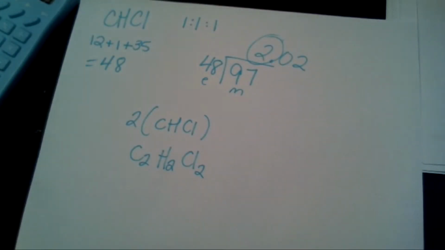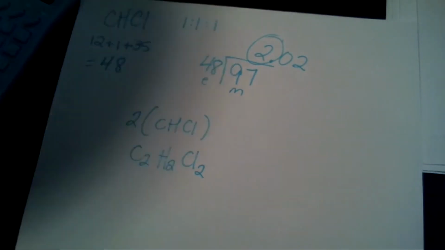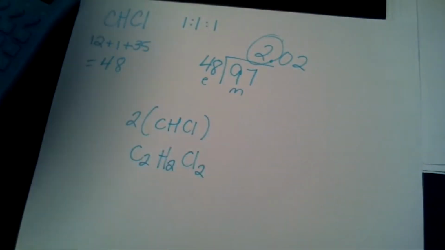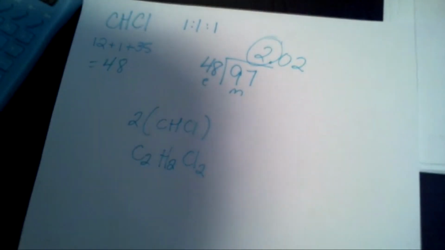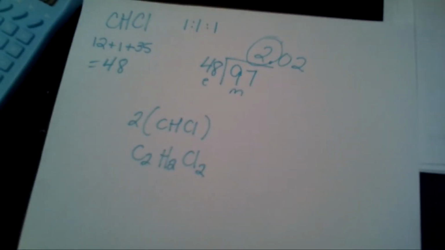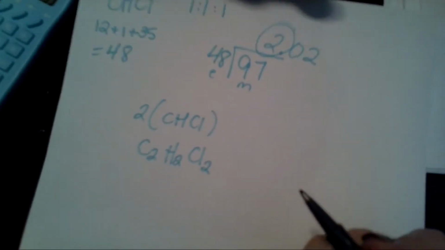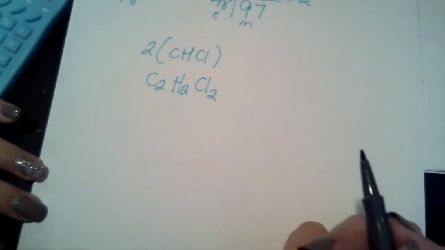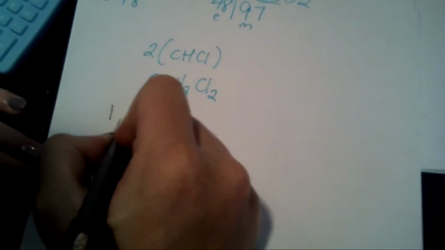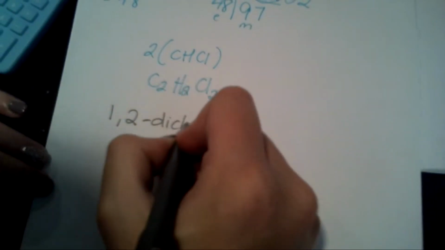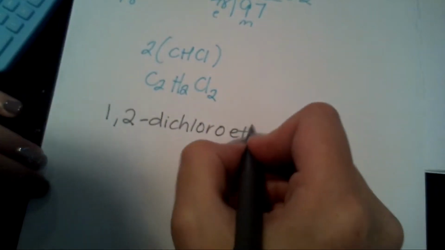This question, whoever wrote this, probably got yelled at because it's not a very... it is a good question. It's not a bad question by any means, but there's multiple ways to solve it, which means it's testing you in different areas at the same time. The other way to do this without doing math for this particular question, it told you the formula was 1,2-dichloroethane.